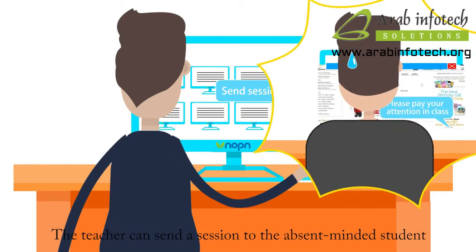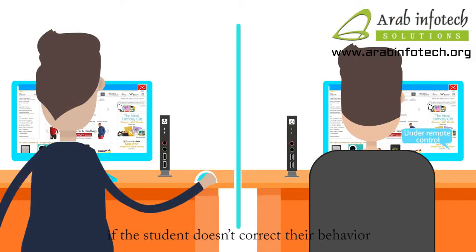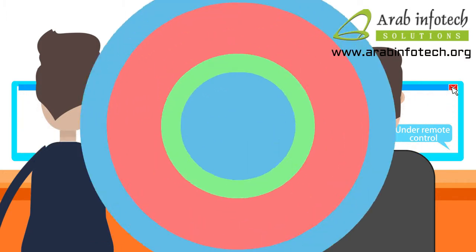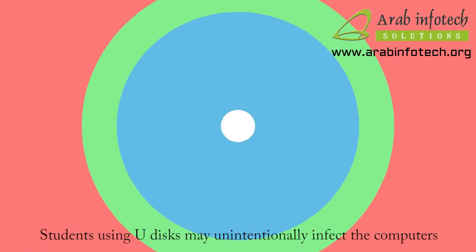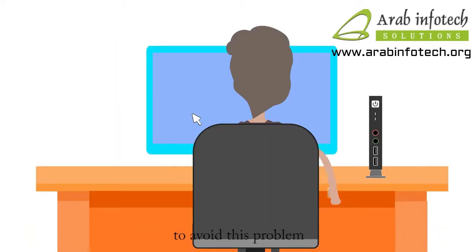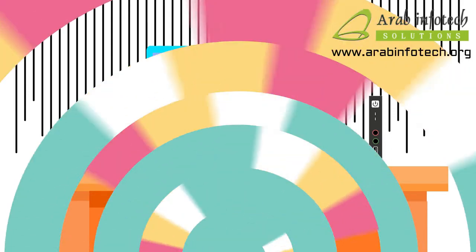The teacher can send a message to an absent-minded student. If the student doesn't correct their behavior, the teacher can forcibly take control of their terminal. When students want to ask a question, they can directly click the hand-up button and interact with the teacher. Students using USB disks may unintentionally infect the computers. To avoid this problem, the teacher can set the students' USB peripheral permissions.